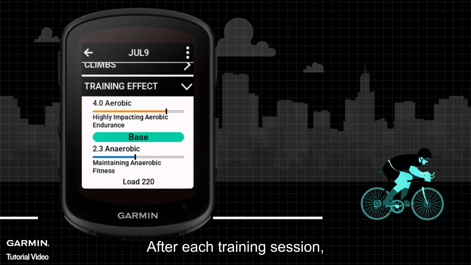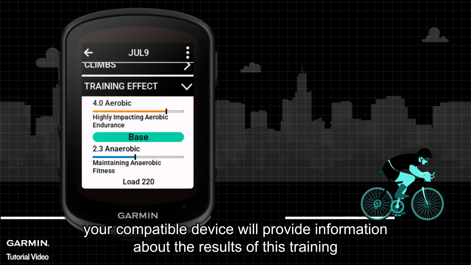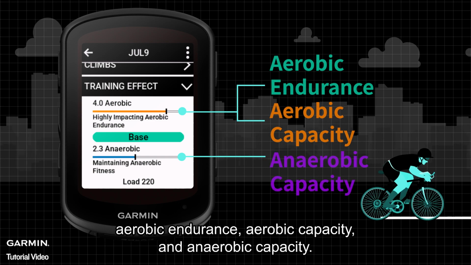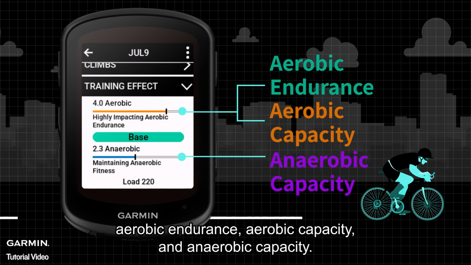After each training session, your compatible device will provide information about the results of this training and categorize these results into 3 factors: aerobic endurance, aerobic capacity, and anaerobic capacity.